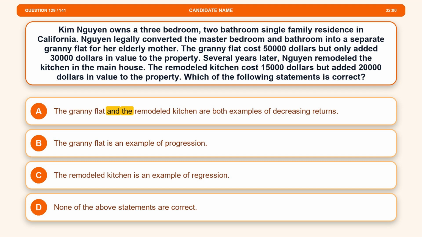Option A. The granny flat and the remodeled kitchen are both examples of decreasing returns. Option B. The granny flat is an example of progression. Option C. The remodeled kitchen is an example of regression. Option D. None of the above statements are correct.